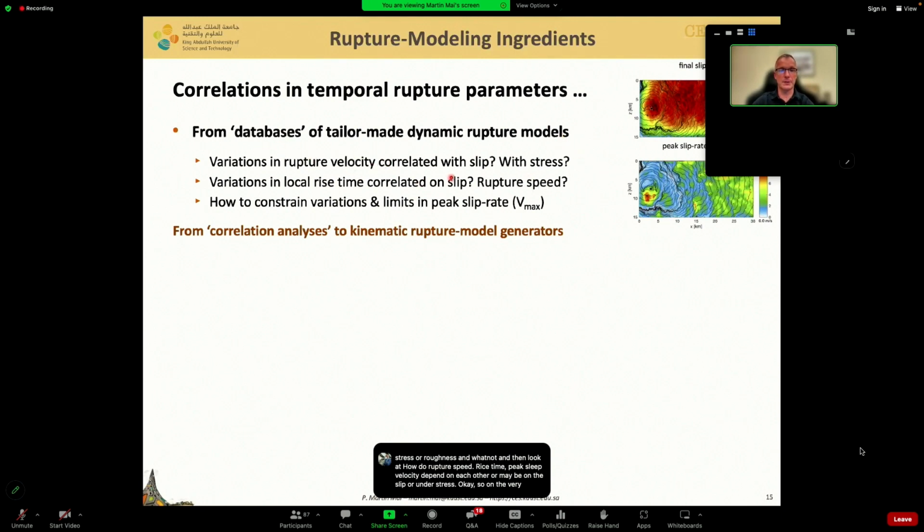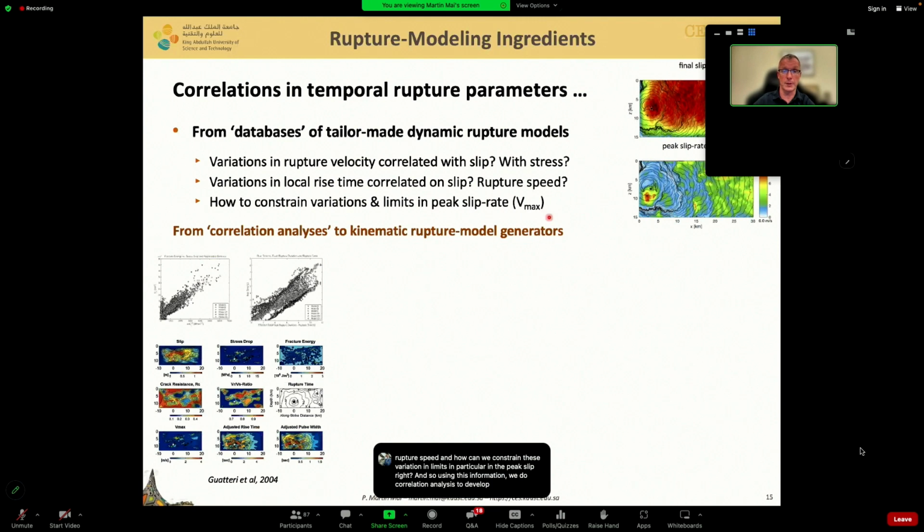Okay, so are the variations in rupture velocity correlated with slip, with stress? Likewise, variations in rise time or rupture speed? And how can we constrain these variations and limits, in particular in the peak slip rate? And so using this information, we do correlation analysis to develop kinematic rupture model generators. A first generation was proposed back in 2004 by Guatteri et al., using about 12 or 15 dynamic simulations, looking at some simple scaling laws, correlations between individual parameters, and from that devising a scheme for how to get slip, stress drop, and finally the rupture evolution on the fault plane.